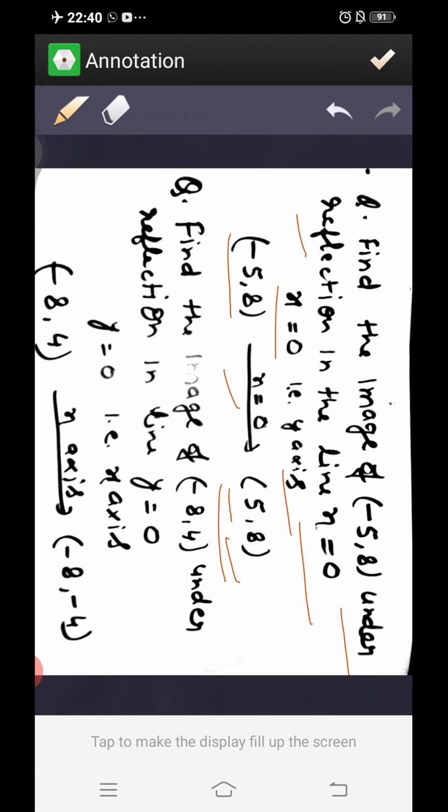Now let us see. Find the image of (-8, 4) under reflection in the line y = 0. Line y = 0 means the x-axis. We have to reflect (-8, 4) in the x-axis. When we reflect in the x-axis, the sign of the y coordinate gets changed. So here we have -8 and 4, and we get the image (-8, -4). +4 will change to -4.